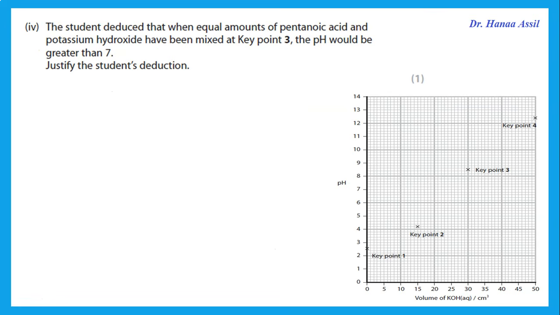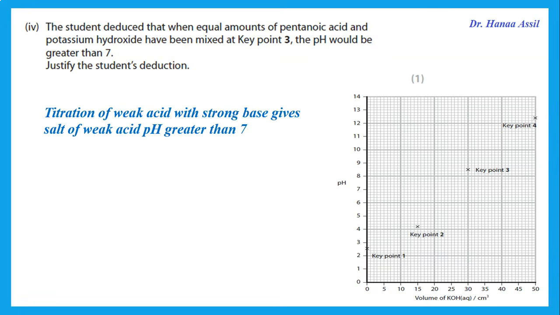The student deduced that when equal amounts of pentanoic acid and potassium hydroxide had been added at key point 3, the pH would be greater than 7. So at key point 3, we've added equal amounts of pentanoic acid and potassium hydroxide. Remember that pentanoic acid is a weak acid and potassium hydroxide is a strong base. If we titrate a weak acid with a strong base, the salt of the weak acid would have a pH higher than 7.